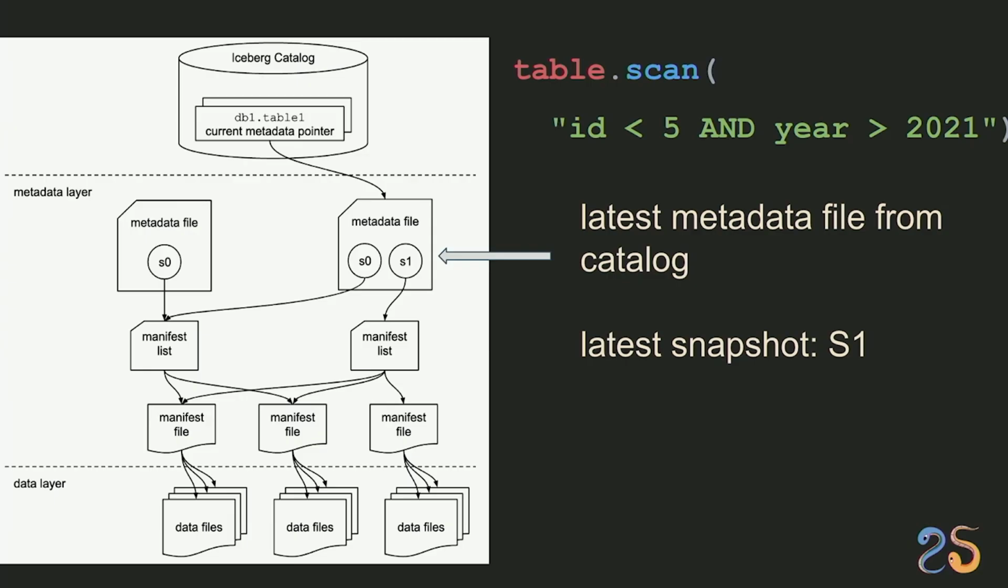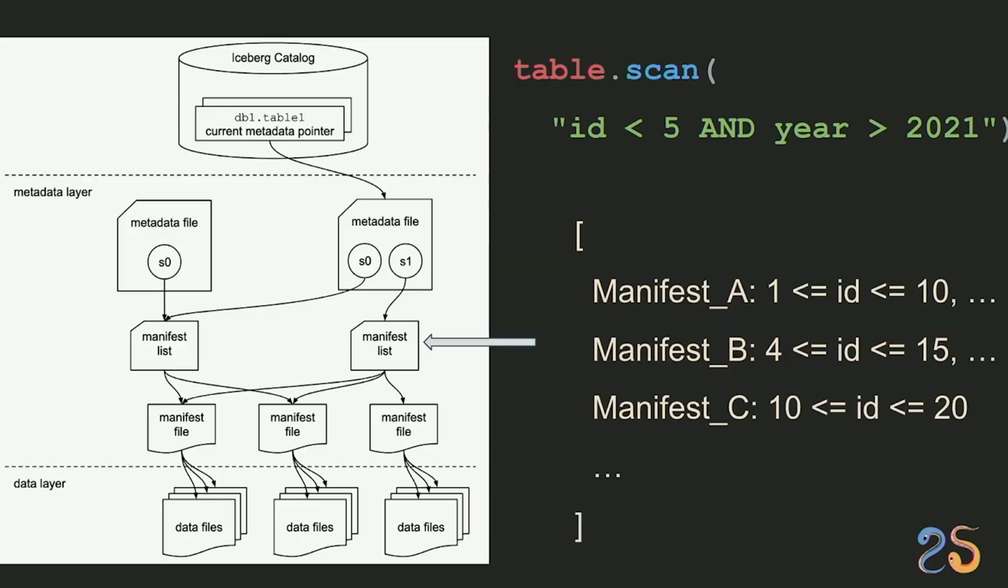So now suppose I have a query that specifies the filter: I want ID smaller than 5 and year greater than 2021. The first thing PyIceberg will do is grab the latest metadata file from the catalog, and from the metadata, it will also grab the latest snapshot. The snapshot points to a manifest list. So it will open the manifest list, and it will find, for example, that I have 3 manifest files, A, B, C, and there is some metadata corresponding to them.